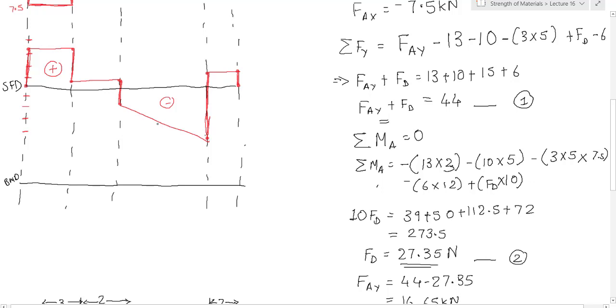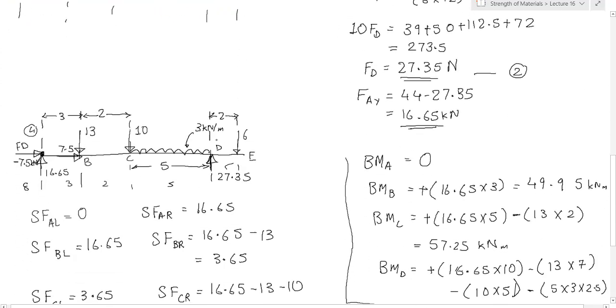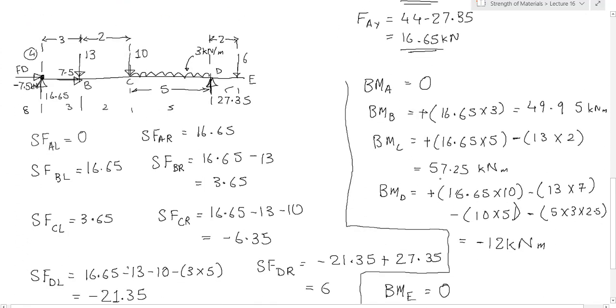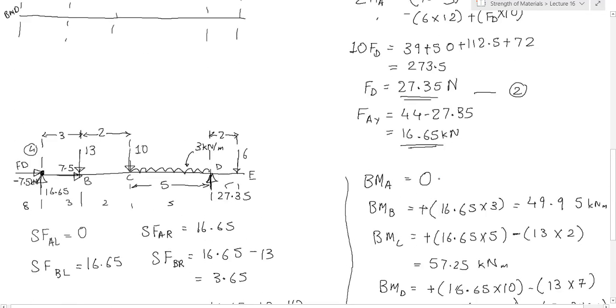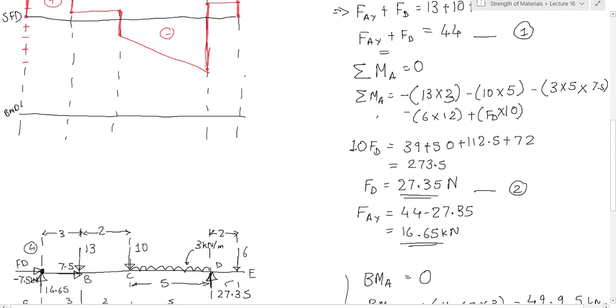Now you will see an important thing. First of all, I will mark the BMD, then I will tell you the important thing. Okay, in BMD, what is the maximum value? Maximum value is 57.25, so nearly 60. So we can say that each line is 15 kilonewton meter, right? 15, 30, 45, 60. This is 60, right? Similarly, minus 15, minus 30.